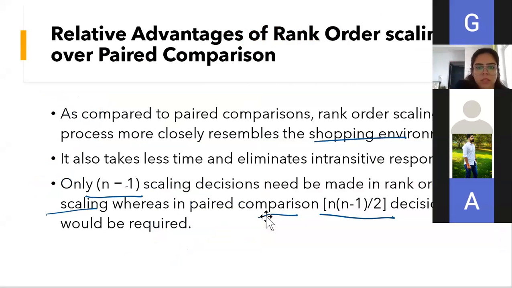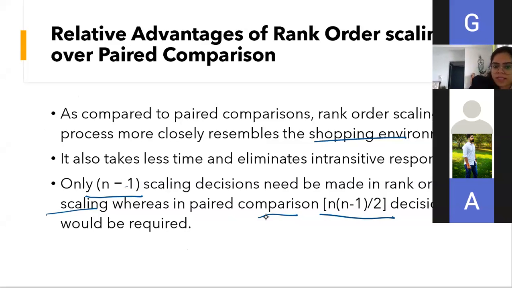Okay. So what are the advantages of rank order scaling over paired comparison? When should we go with rank order scaling? As compared to paired comparison, the rank order scaling process more closely resembles a shopping environment. When you are shopping, say you are buying perfume, you have all 10 brands in front of you. It's not one and two, and then you have to make a comparison between two. It's not like that. It more closely resembles a shopping environment.